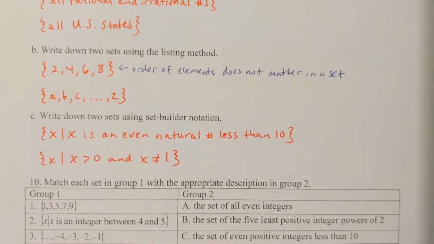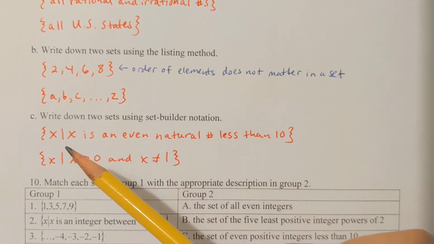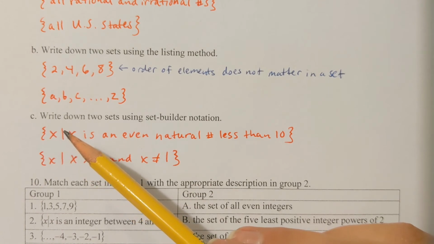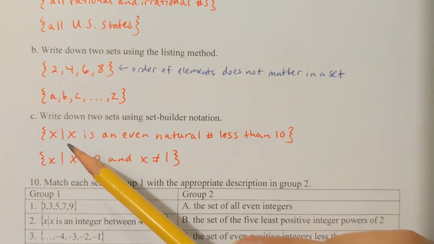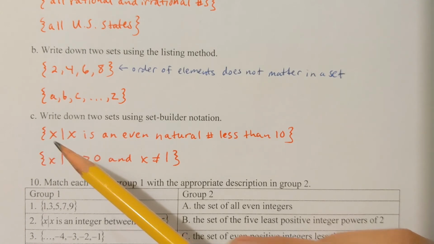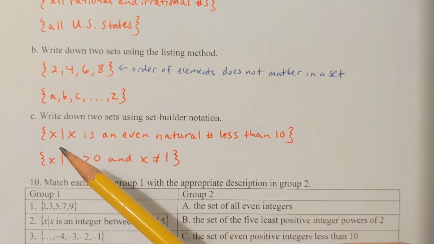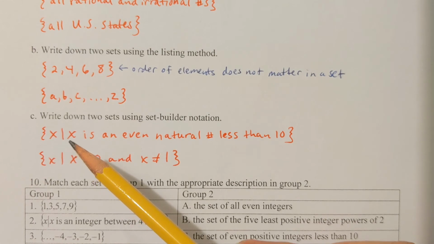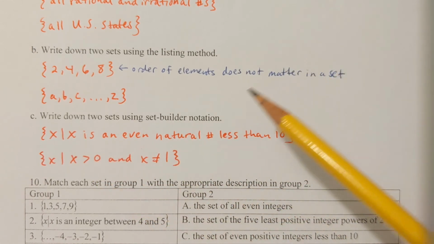Part C, write down 2 sets using set builder notation. Set builder notation is where I start off by writing the set of all x, and then this vertical bar that you see right by the x means the phrase "such that." So the way I'd read this is the set of all x such that, and then I just describe what's happening with x.